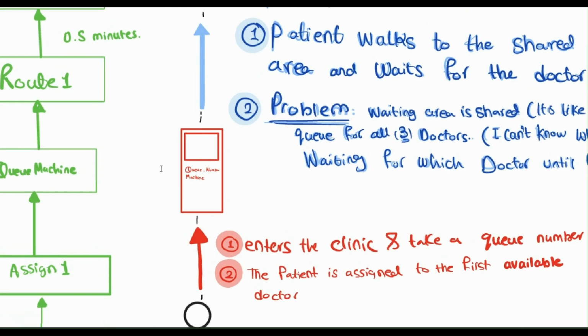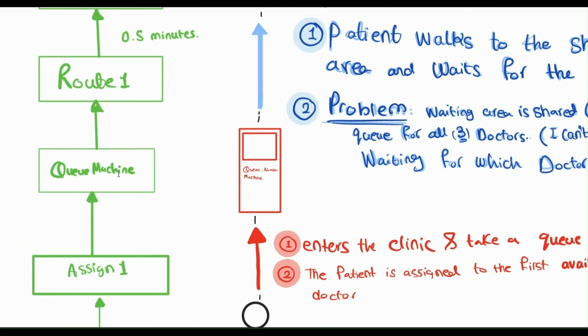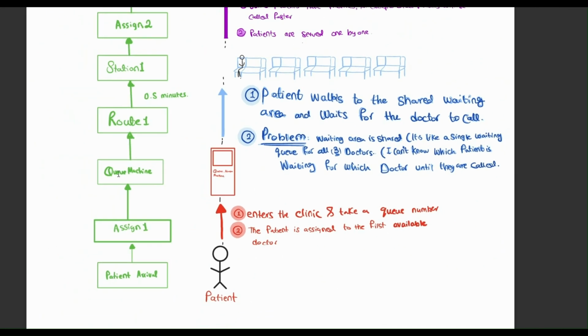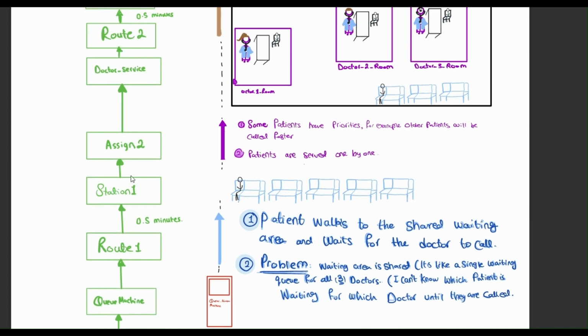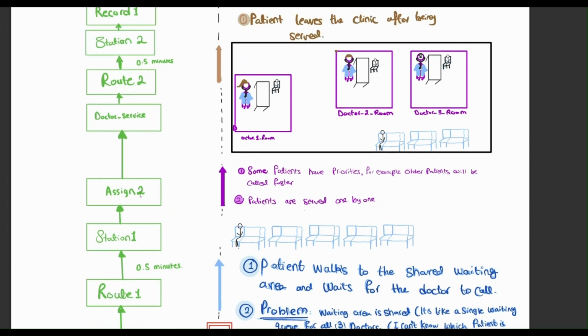This is our first process, which is working. There was no latency at all when I was observing the clinic. And then since there is a road which patients go through in order to get to the waiting area, I added a road. I added a road which has a minute of travel time, and then we have a station one and assign two.